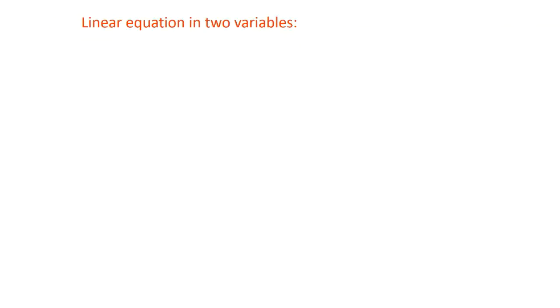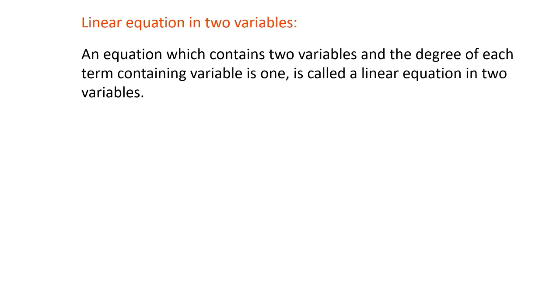First of all, the meaning of linear equation in two variables. When the equation contains two variables and the degree of each variable is 1, then and only then the equation is called a linear equation in two variables. We have studied in polynomials that whenever the degree of the polynomial is 1, it is called a linear polynomial. The same concept is used here. Only in case of polynomial we don't write equal to 0, so it is called a polynomial. When we write equal to 0, it becomes an equation.